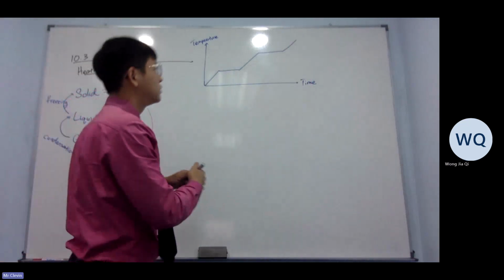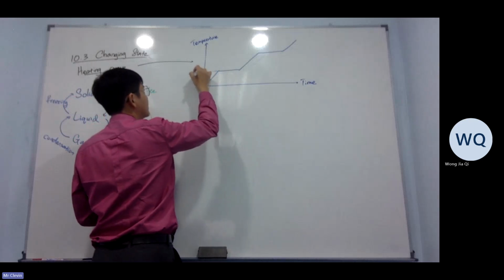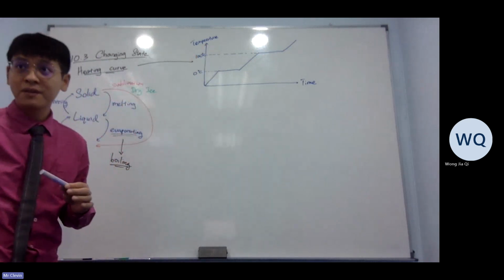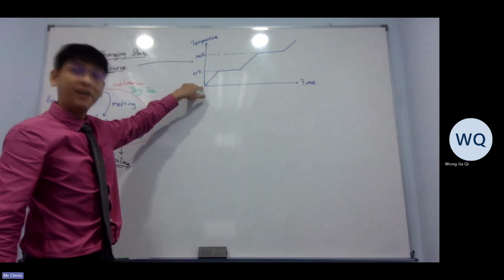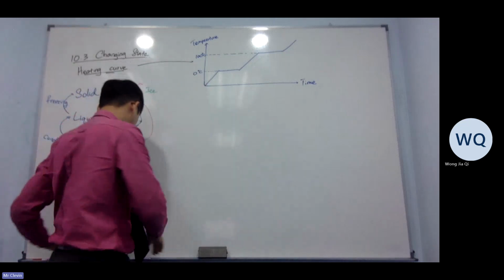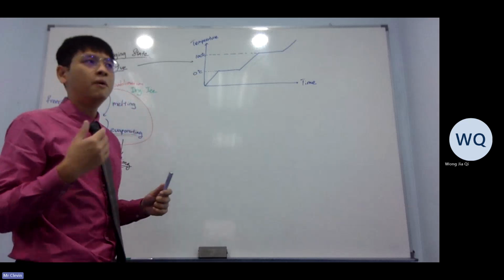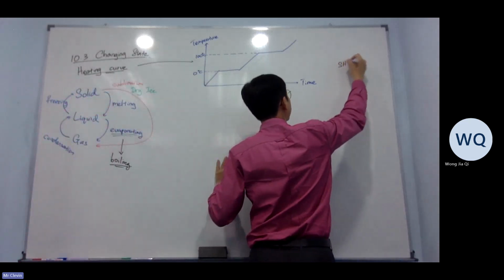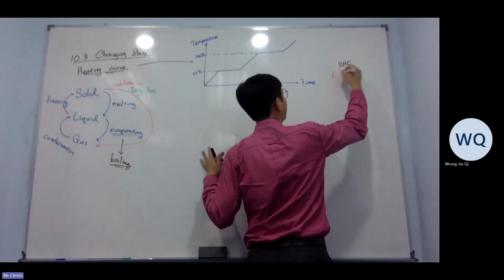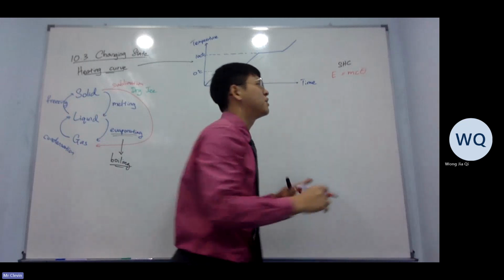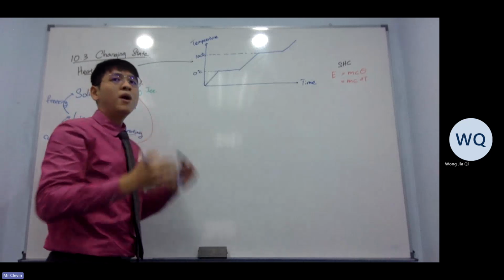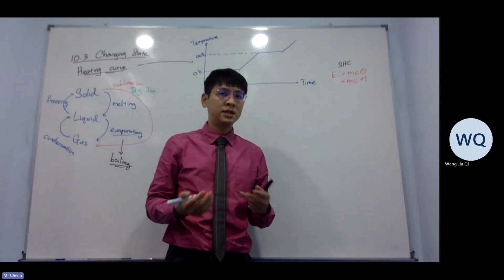What I want you to notice here is that this can be 0 degrees Celsius and this can be 100 degrees Celsius. I put 0 degrees Celsius here, not at the bottom, because sometimes the temperature can go to -10, so I just put it around here. In terms of the heating curve, remember just now we talked about specific heat capacity. When we talk about specific heat capacity, we learn the formula E = mcΔθ, or sometimes you can write it as mc times the change in temperature. What does the specific heat capacity tell you?